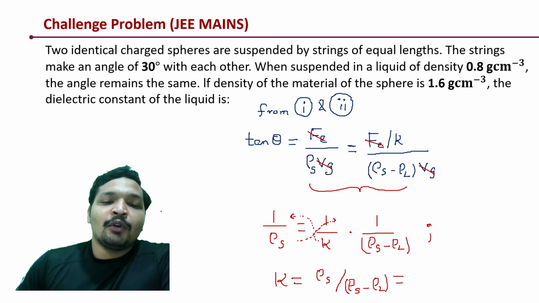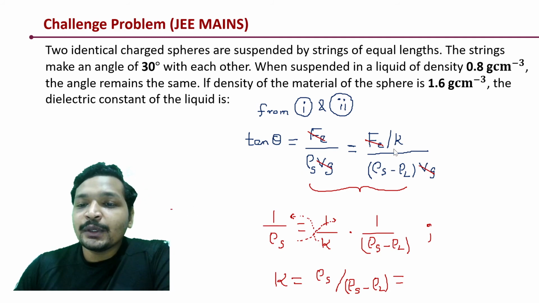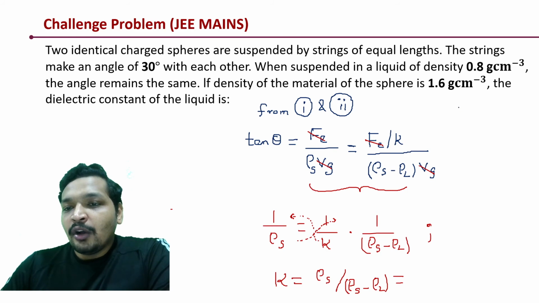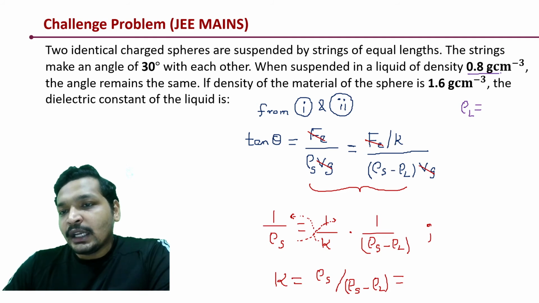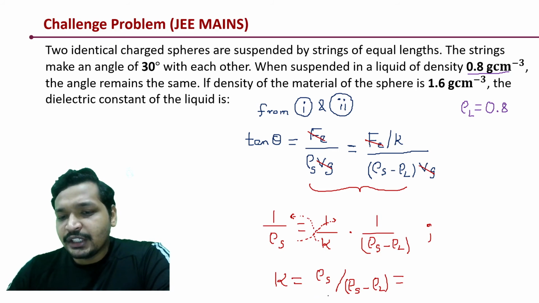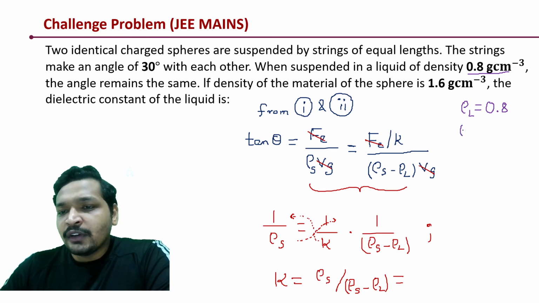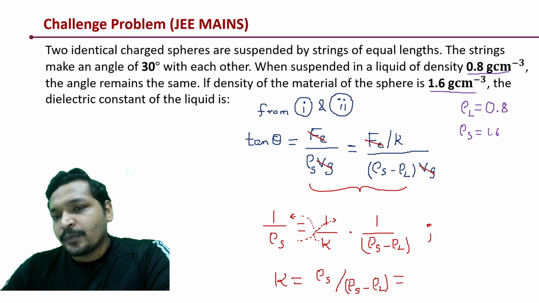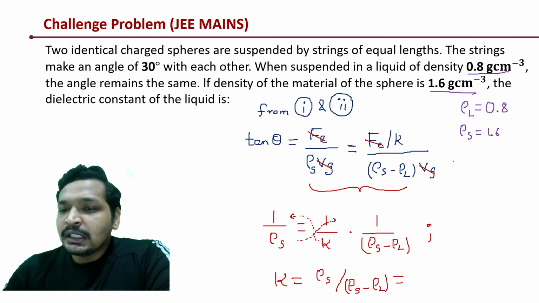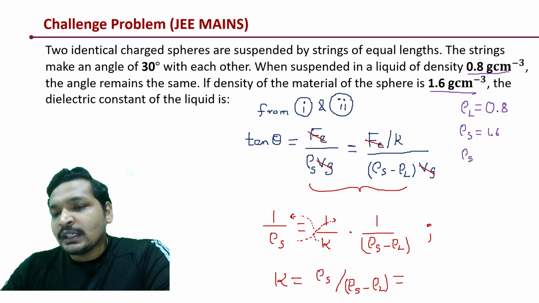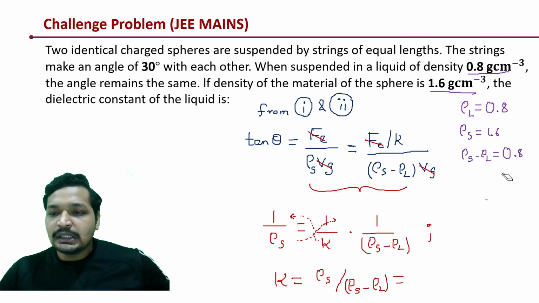And what all do we have? We have the values of rho S and rho L. How much is rho of liquid given to us? Something like 0.8 grams per centimeter cube. Let's keep it as 0.8, because both of them have the same units and we are dealing with a ratio in this case. And rho S is given to us as 1.6. What do we need in the denominator? We need rho S minus rho L, which is 1.6 minus 0.8, so it's going to be 0.8.